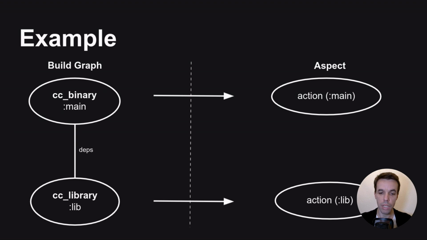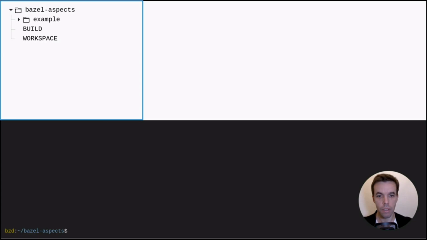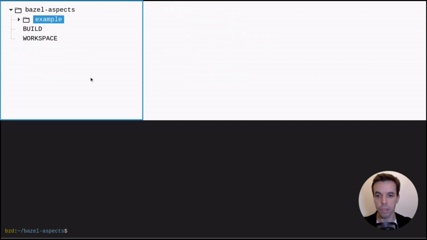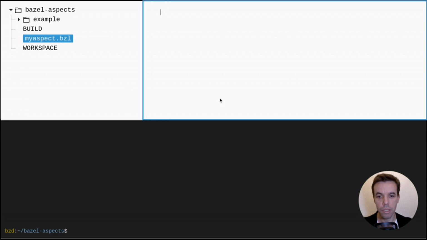So let's go through a small tutorial to see how to use them. Let's start with a simple example. In this example, we'll use a build file we already created in a previous video, which is simply a CC binary that depends on a CC library through deps attributes, similar to the example I showed you just before. Aspects are written in a Bazel file, so let's create myaspect.bzl. We'll create a function that will be called each time we go through a node.